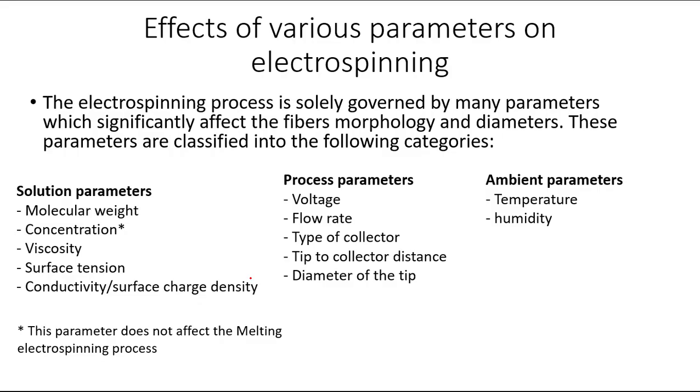And then we do have process parameters, which are the applied voltage, flow rate, type of the collector, the tip to the collector distance, and diameter of the tip. All the parameters other than the solution parameters during the electrospinning are under the process parameters. And then we do have ambient parameters, or the atmospheric parameters, such as temperature and humidity, which basically control the electrospinning operation.